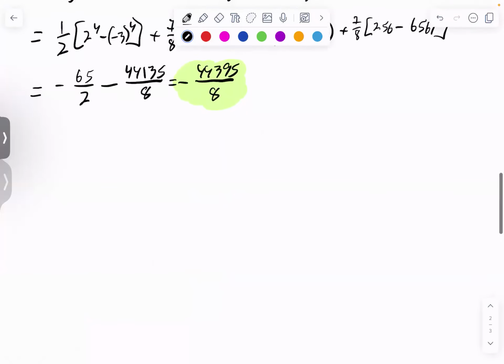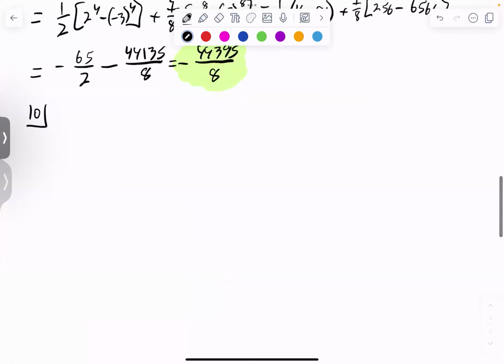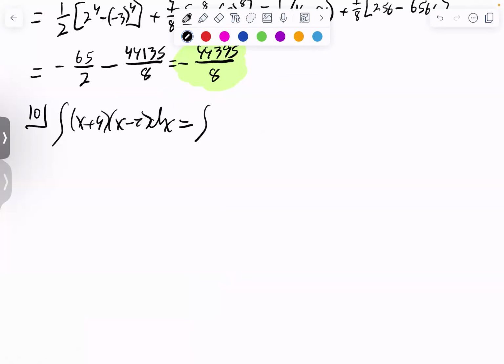All right, let's move on to number 10. We have the integral of x plus 4, x minus 2 dx. And I'm going to FOIL that first. Don't break that up into x plus 4 dx times x minus 2. It doesn't work that way. The multiply does not work that way. If you look at the rules, there's no multiply rule. So this becomes x squared plus 2x minus 8, it looks like, dx. All I'm doing is just foiling that together.